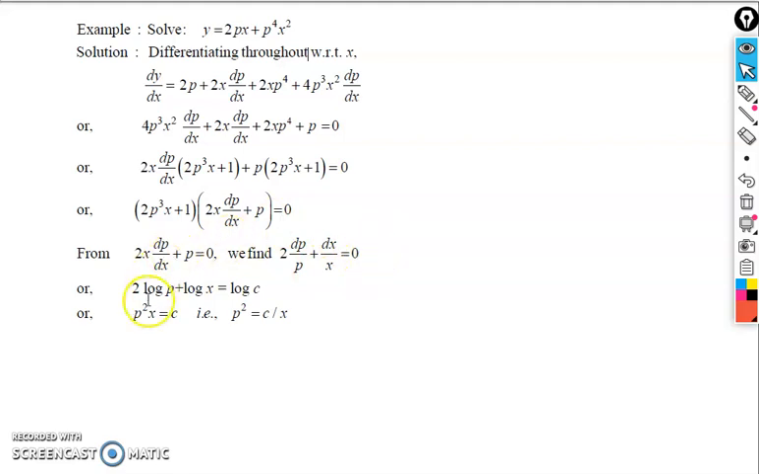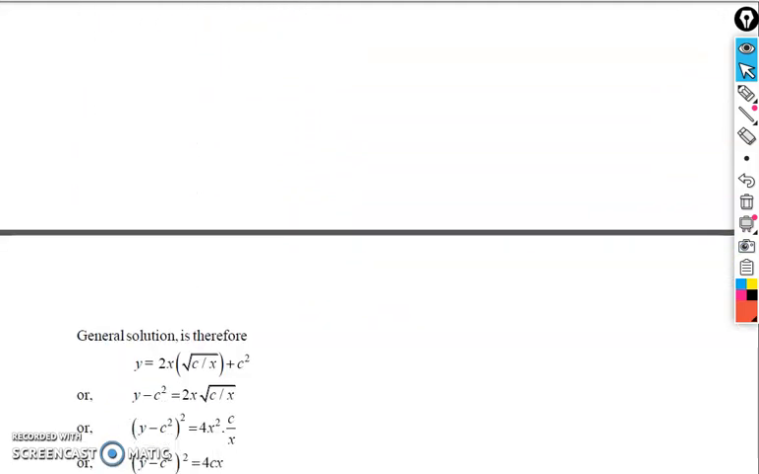dx by x, and integrating both sides, we get 2 log p plus log x equals log c. This becomes log p square x equals log c, so p square x equals c. So p square becomes c by x, and p should be root of c by x.